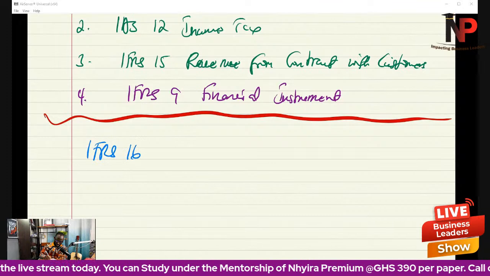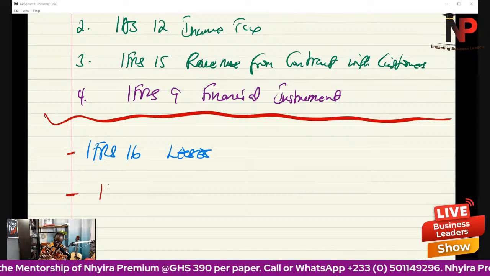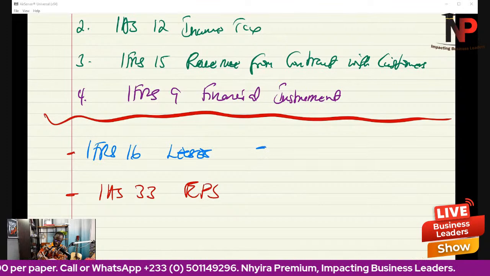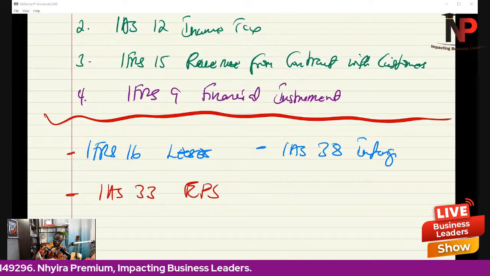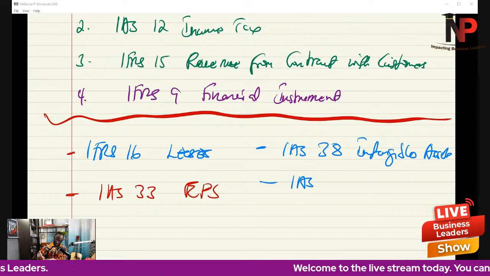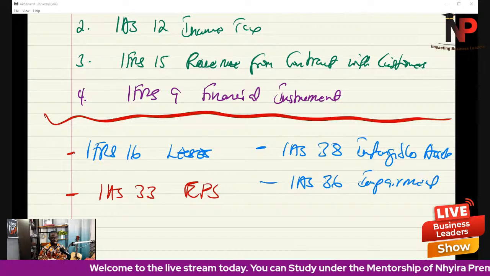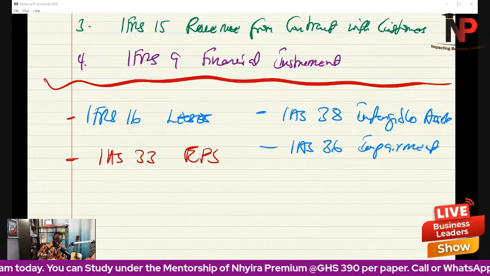Okay, lease. Then we have the issue about IAS 33, earnings per share. We have IAS 38, intangible assets. We have IAS 36, impairment of assets. Okay, these are also standards that we must know about as we get ourselves into the exam hall.